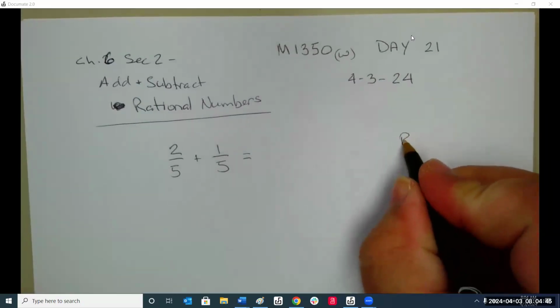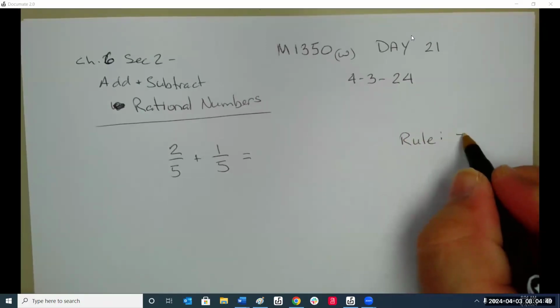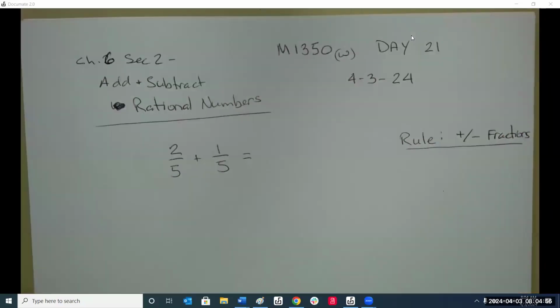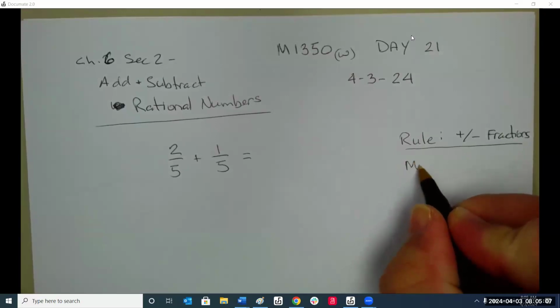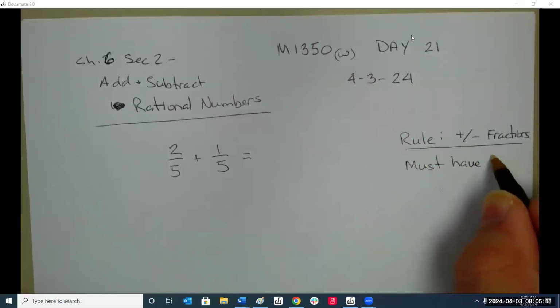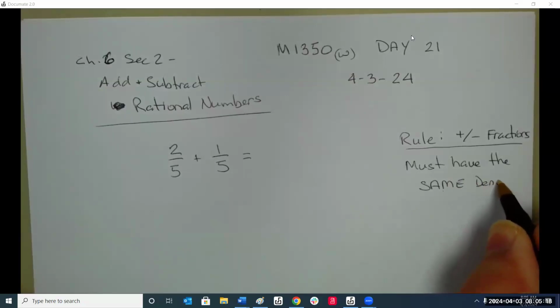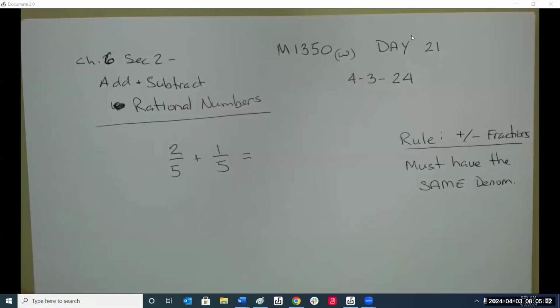What's the rule for adding or subtraction of fractions? What's the main rule? Exactly, yes. You must have the same denominators. Because if they're not the same, that means the pieces of the pie aren't the same. You can't compare them. Like the example we had last time, we had one third and one half. They weren't the same, so we couldn't compare them.